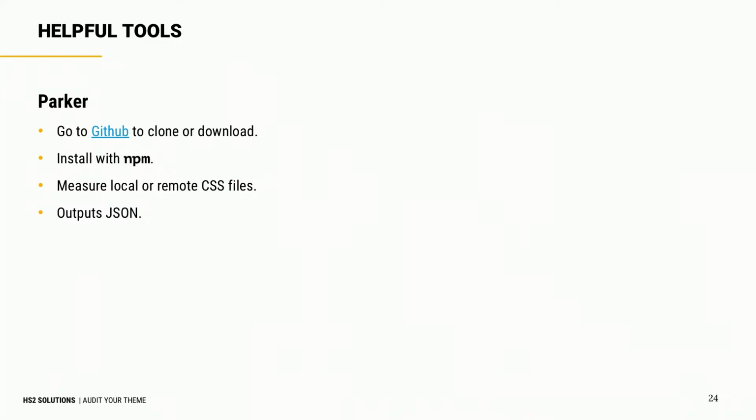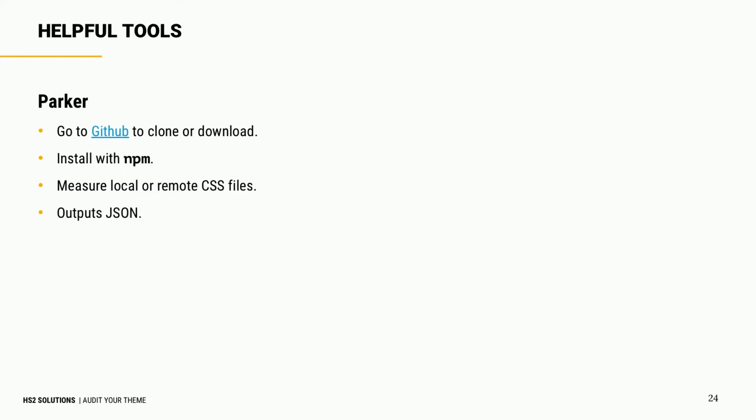So to get started, you go to GitHub to clone or download. At the end of this, I'll post the presentation and all these links. You guys can get at it. After you download it to your local folder, you install with npm, and this allows you to measure local CSS files or remote CSS files. And in the end, it just outputs in JSON or in your terminal. But I like outputting in JSON and inspecting it.